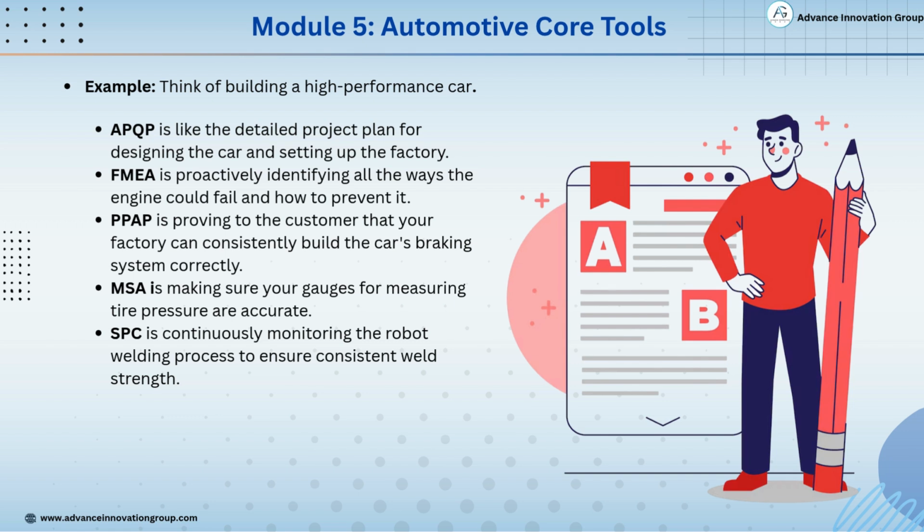APQP is the project roadmap to design and set up the factory. FMEA identifies potential engine failures and prevents them. PPAP gives proof to the customer that your factory can consistently make quality braking systems. MSA ensures your measurement tools, like tire pressure gauges, are accurate. SPC continuously monitors processes, like robot welding, to maintain consistent quality. Together, these tools ensure the car is reliable, safe, and built right every single time.